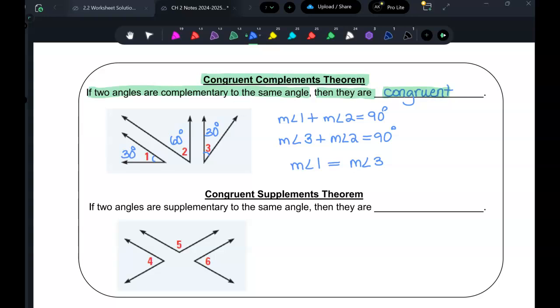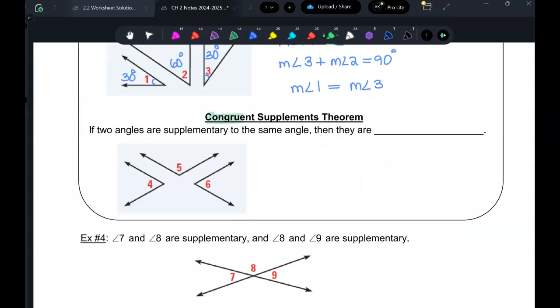Okay, same thing's going to happen with congruent supplements. Congruent supplements theorem. This is the same thing, but these are supplementary. So let's say angle 4 is 50 degrees. Okay, so ignore angle 6. If 4 and 5 are supplementary, what would angle 5 have to be? 130, because these add up to 180.